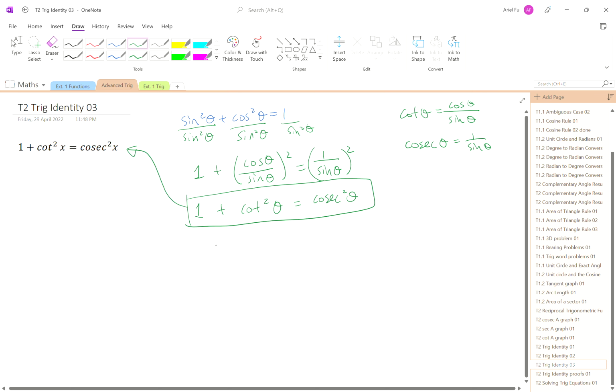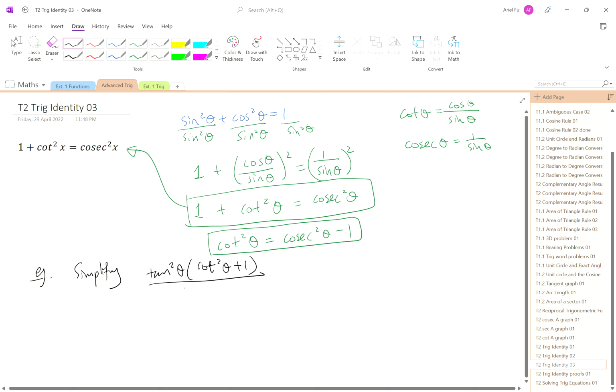Again, I can rearrange it in terms of cotangent, so I know that cotangent squared theta equals cosecant squared theta minus 1. Just rearrange it, but it offers us a way to connect cotangent with cosecant and cosecant with cotangent, as a way to simplify expressions. For example, let's say you are asked to simplify tangent squared theta times cotangent squared theta plus 1, all over tangent squared theta plus 1.